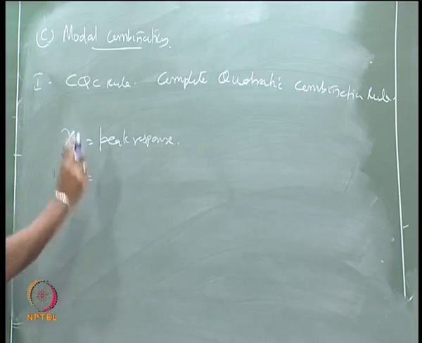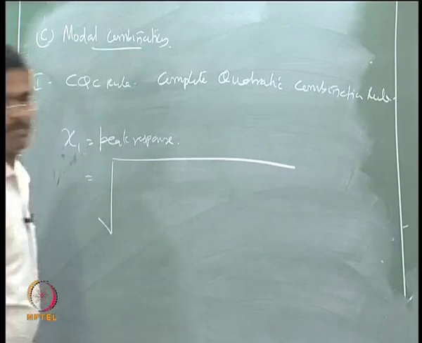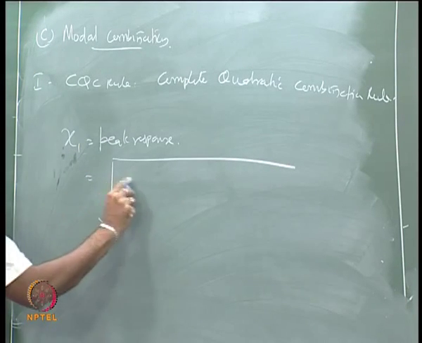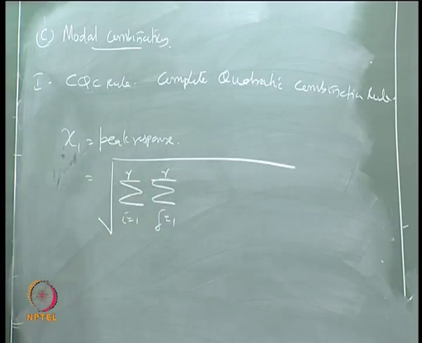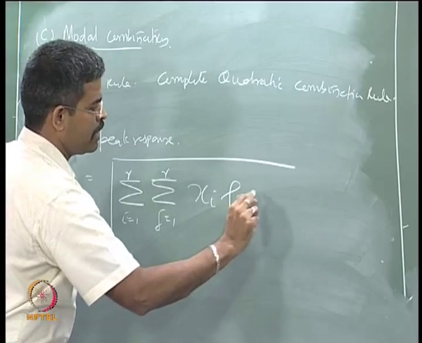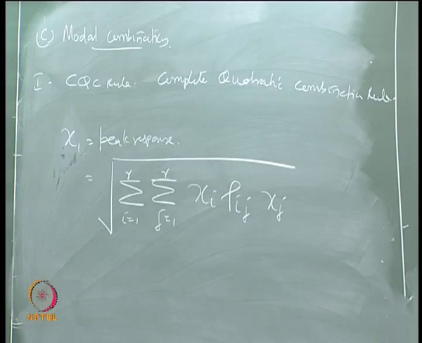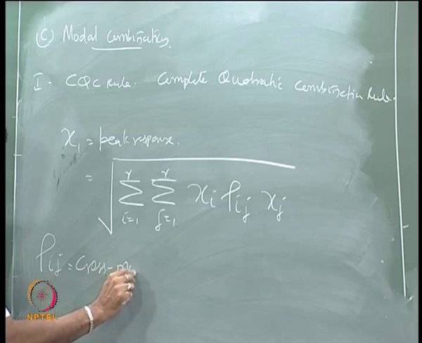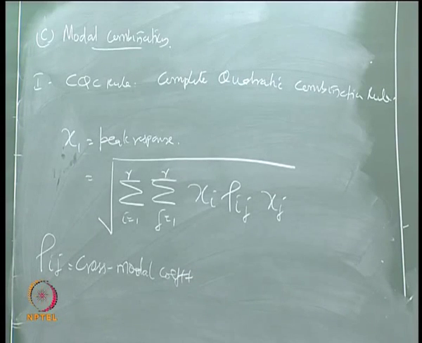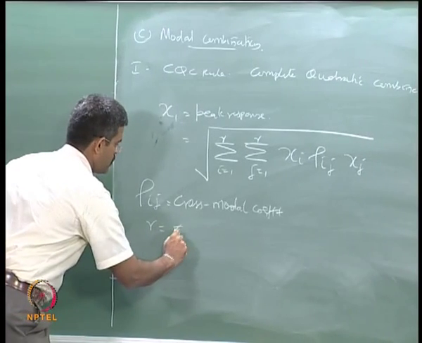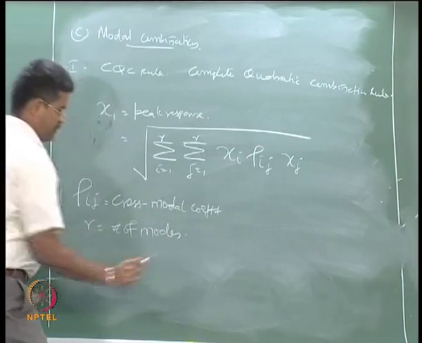This can be simply given by this rule as summation of i is equal to 1 to r, j is equal to 1 to r, xi rho ij xj, where rho ij is called the cross modal coefficient. r of course is the number of modes which you want to consider.